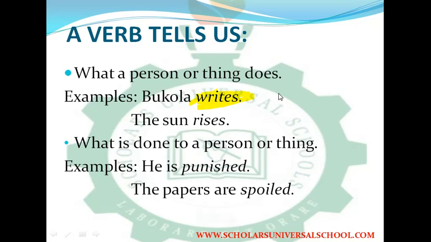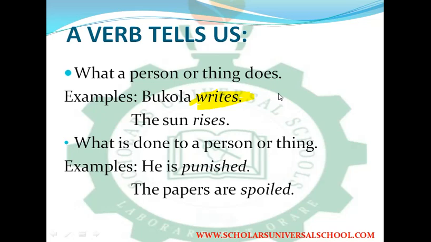Now we can as well have what is done to a person or thing. That is, a verb can tell us what is done to a person or thing. So now, is punished. Is punished. So such a thing is being done to a person presently.